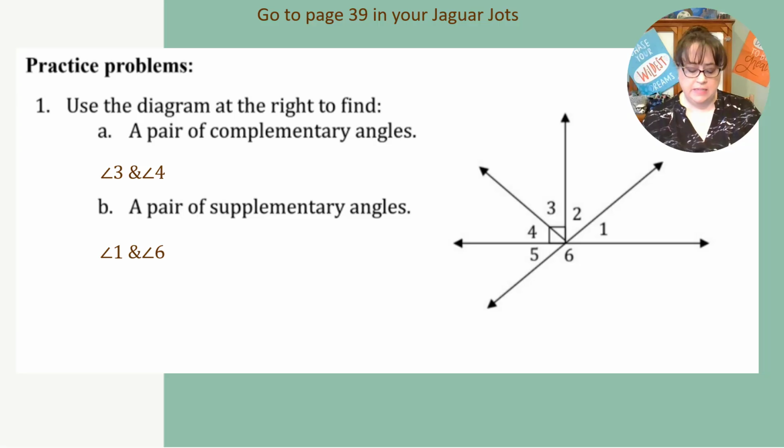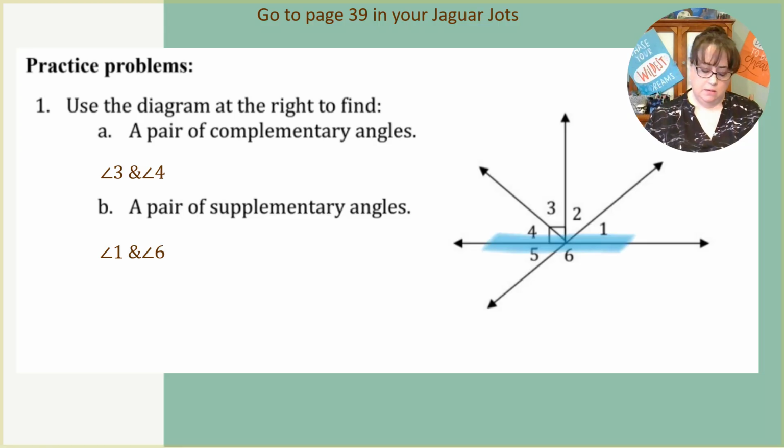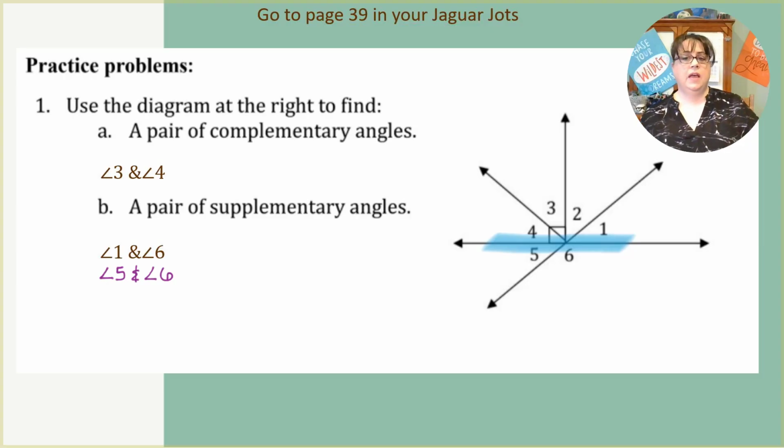Are there other examples? Yes, there are. 5 and 6 also gives us a straight angle. So we could also say angle 5 and angle 6. So anywhere that I could draw a straight line and have two angles, that would give us a pair of supplementary angles.